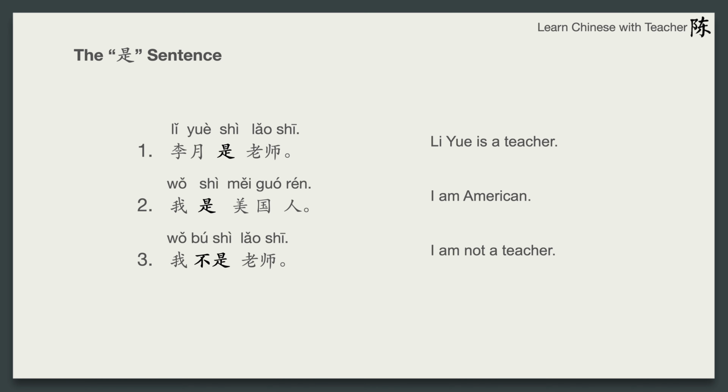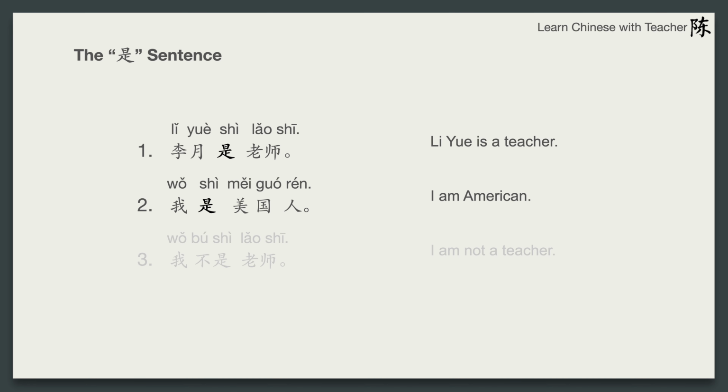Let's take 是 as an example. We say I 是, you 是, he 是, she 是, it 是, they 是. Always 是. There is no change. Please remember, all Chinese verbs have no conjugations. All Chinese verbs, okay?